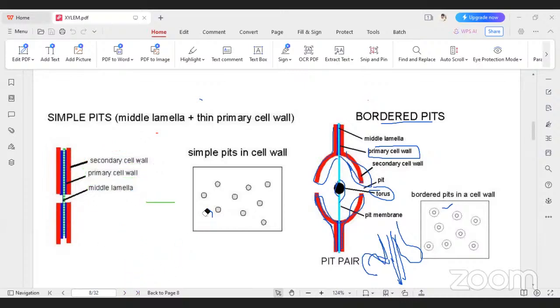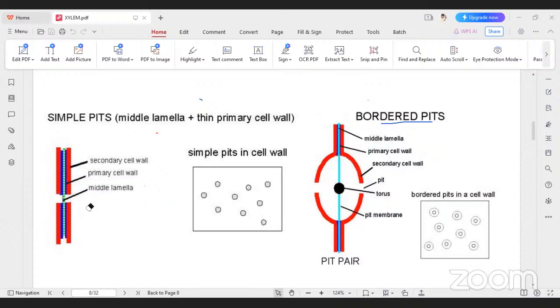So what is the difference between simple and border pits? What difference do you find between simple and border? Simple pits are not surrounded by secondary cell wall, whereas border pits are surrounded by secondary cell wall. The secondary cell wall somewhat bulges and is bow shaped, and a torus is present in the middle layer. That is the main difference between simple and border pits.